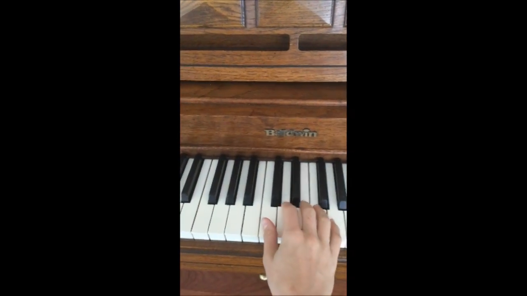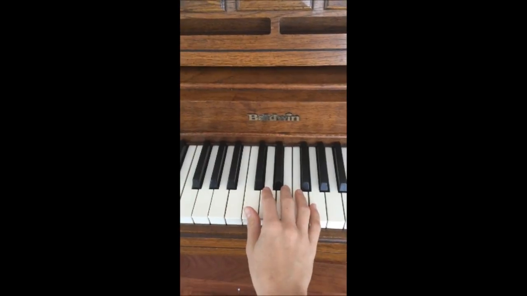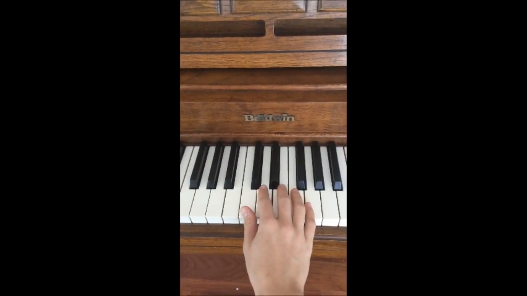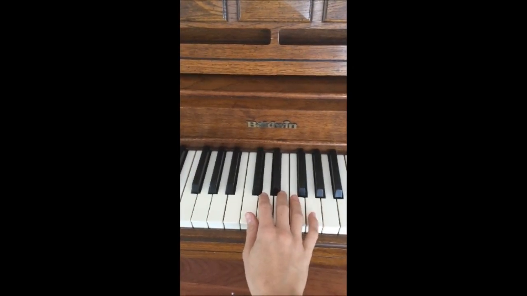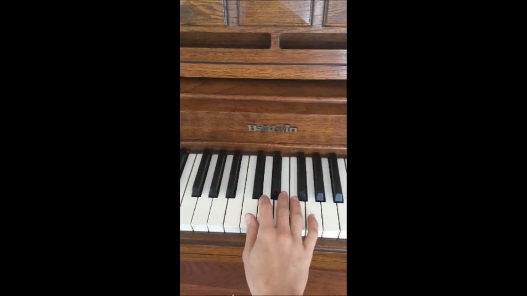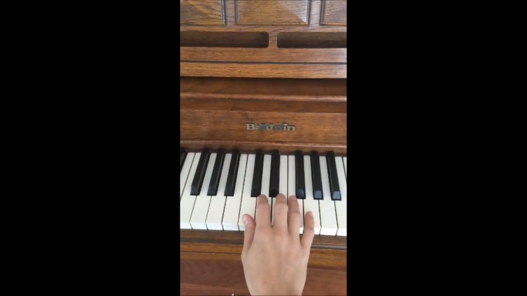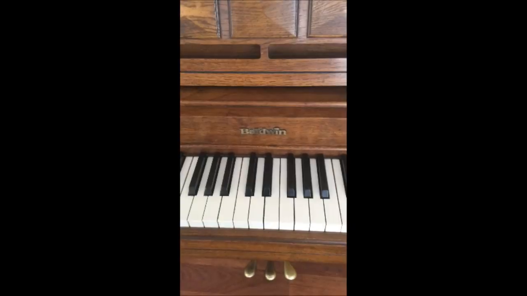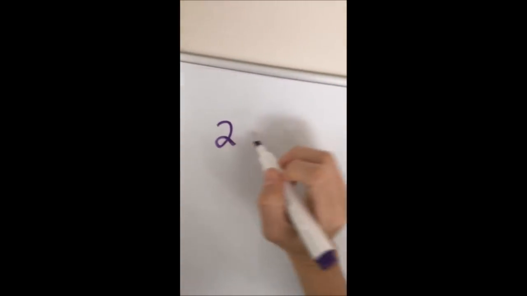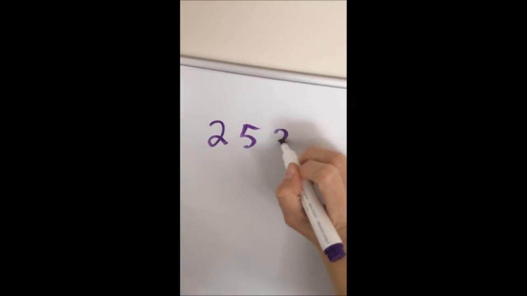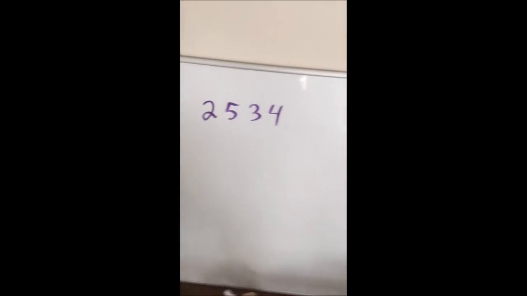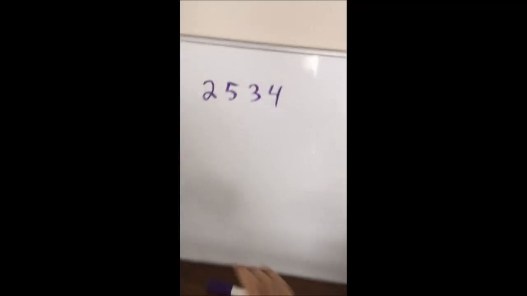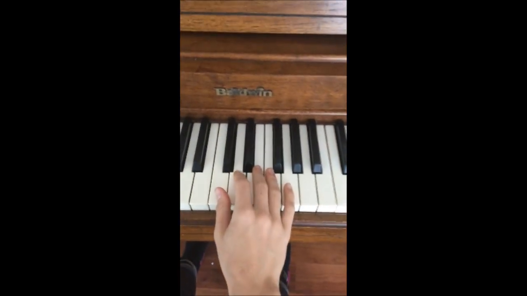So I'm gonna put my first finger, my thumb, on the middle C, and I'm just gonna pick 4 notes. I'm gonna pick finger 2, finger 5, finger 3, and finger 4. So 2, 5, 3, 4. Now I'm just going to write that on this board. So I have 2, 5, 3, 4. Okay? So that is my motif, and it's going to sound like this.